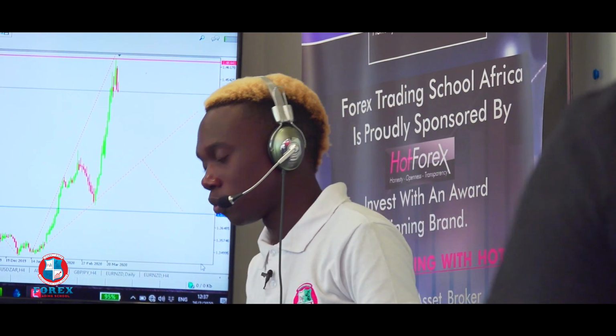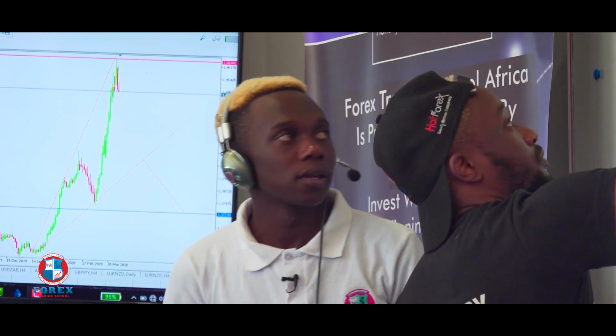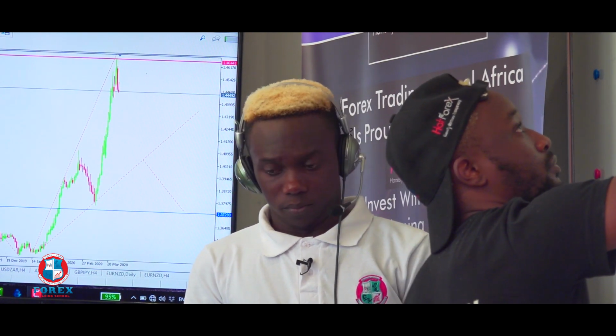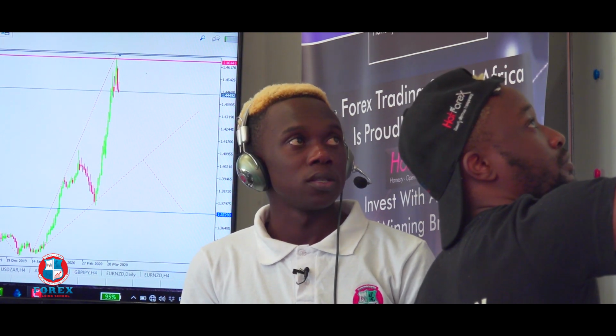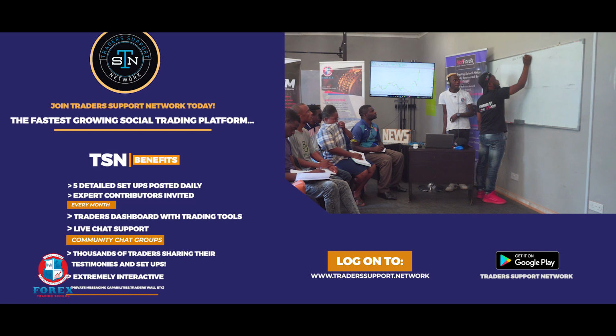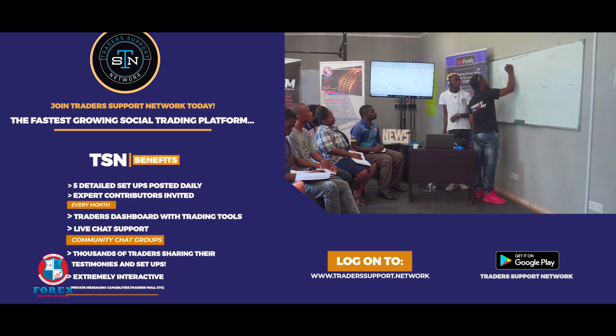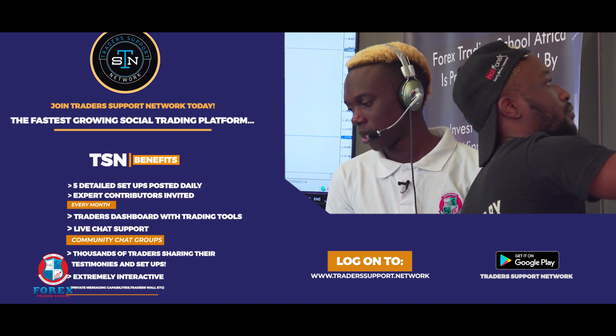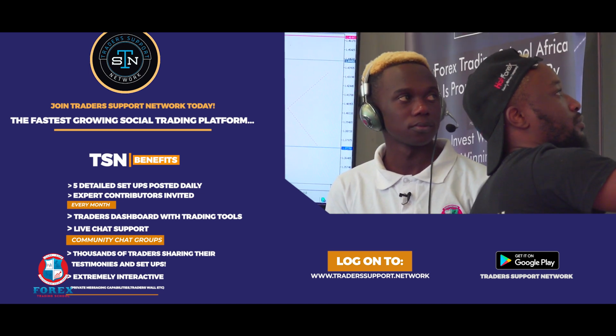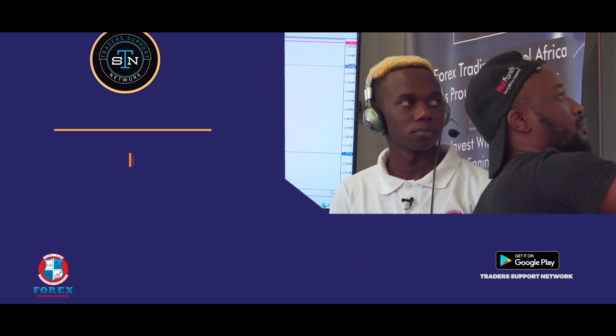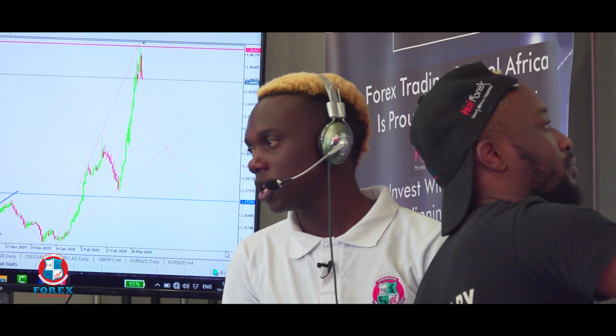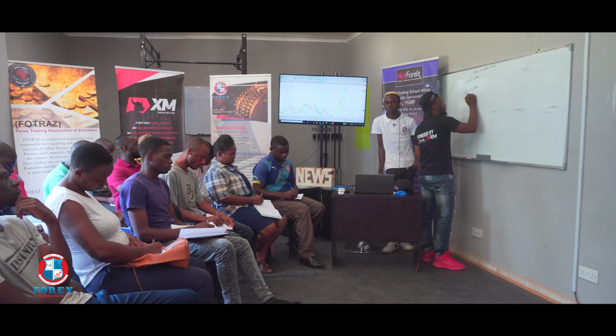Price is read in three forms. The first one is bars. You can read price using bars. Then number two is the line chart. Number three, it's candlesticks.